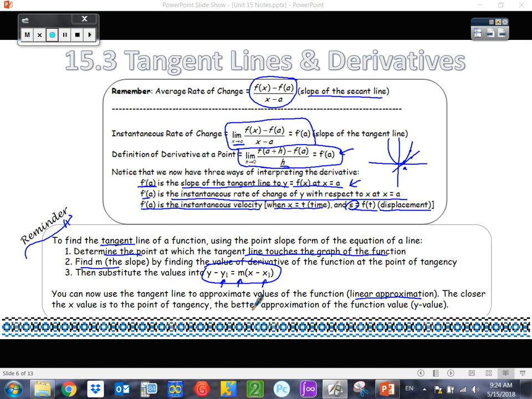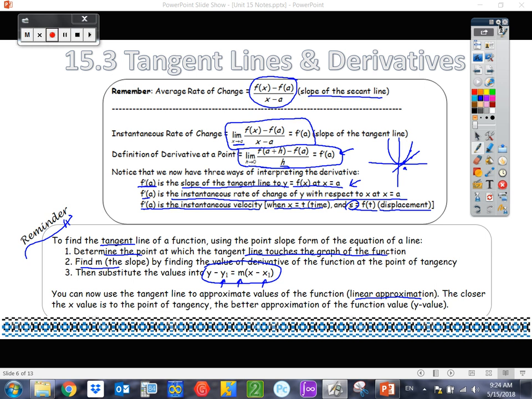Questions on just the abstract concepts so far? We have a few examples on the back. Okay, let's go to our examples.